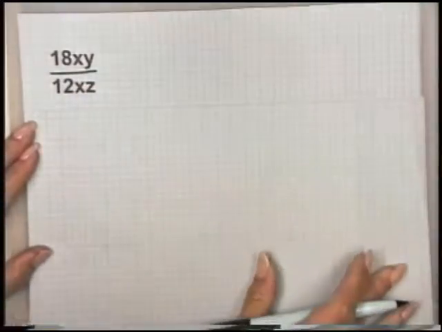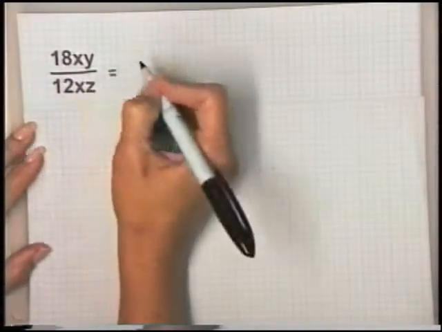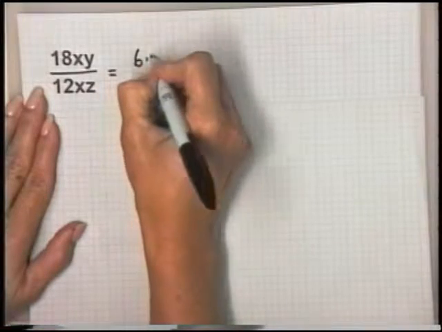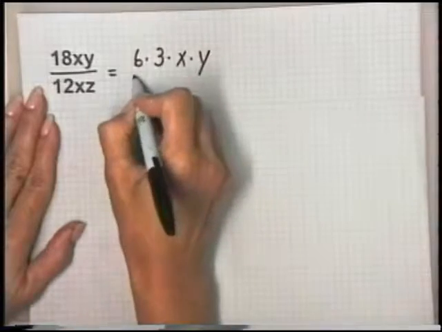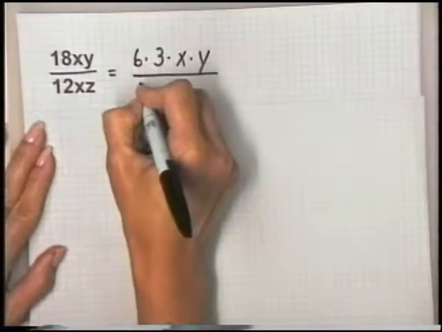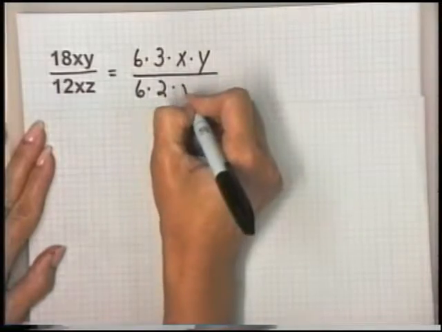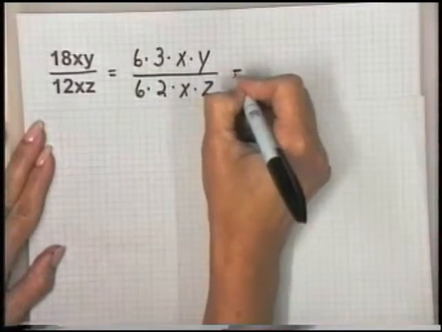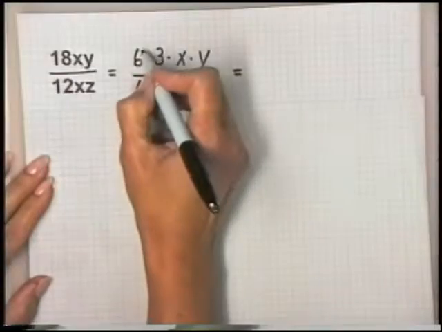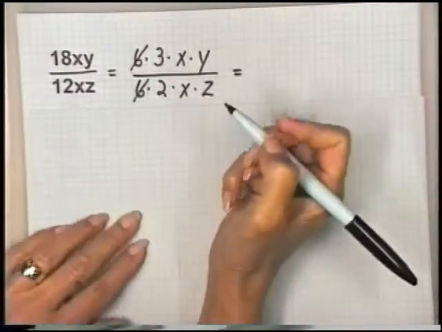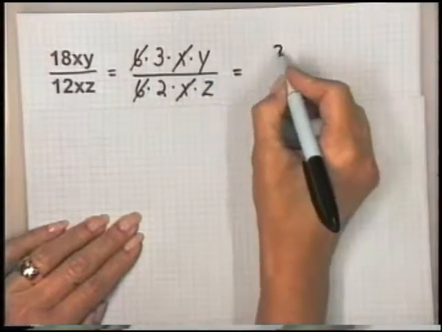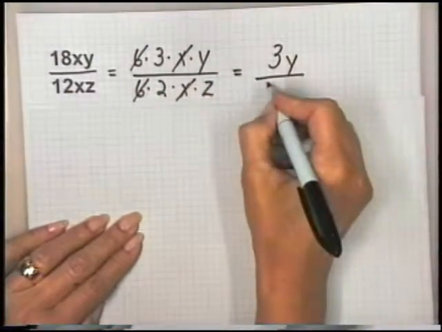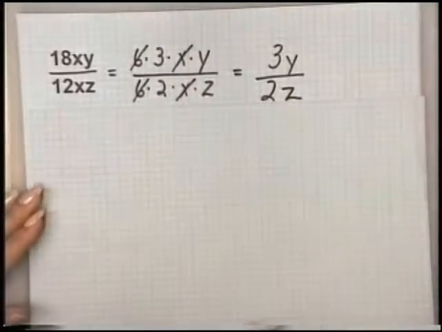If I have 18xy over 12xz, let's write the 18 as 6 times 3 times the x times the y. In the denominator, let's write the 12 as 6 times 2 times x times z. Let's divide out common factors. The 6's divide out, the x's divide out. We're left with 3 times y in the numerator and 2 times z in the denominator.